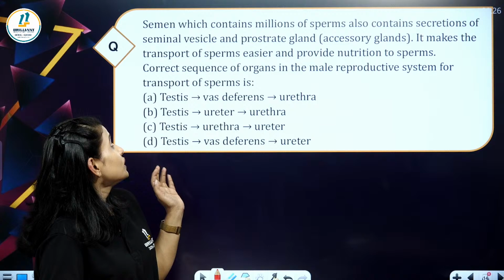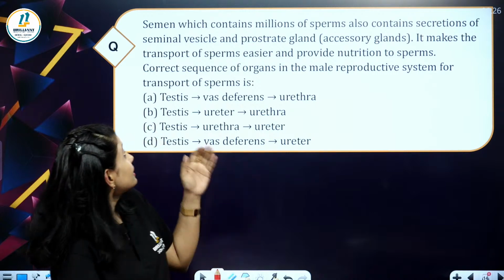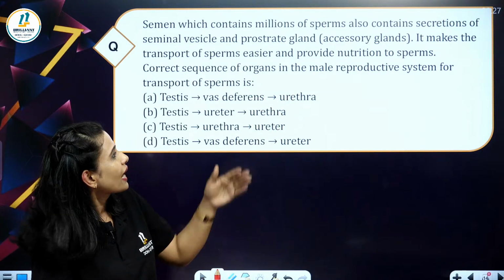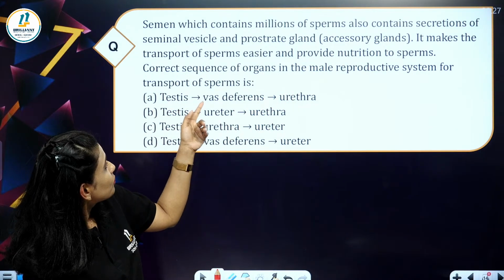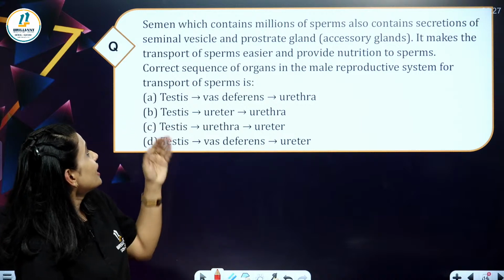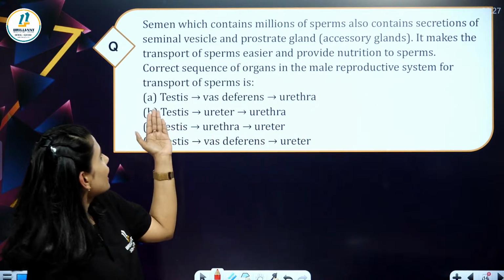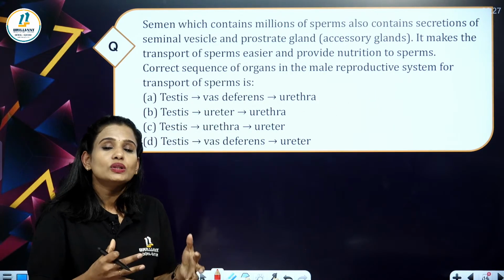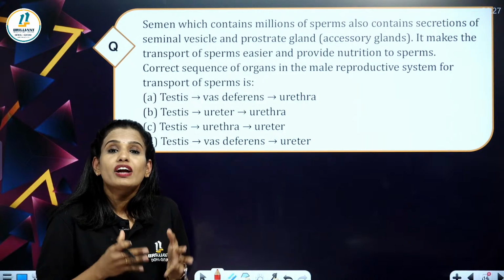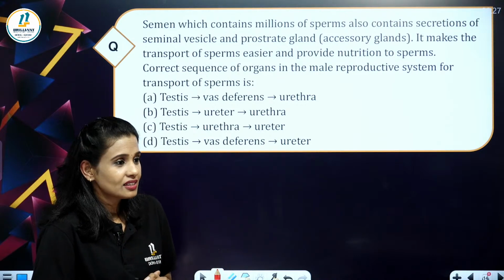Semen, which contains millions of sperms, also contains secretions of seminal vesicle and prostate gland or accessory glands. It makes the transport of sperms easier and provides nutrition to sperms. The correct sequence of organs in the male reproductive system for transport of sperm is. How does the transport of sperm happen? Which is the pathway of transport of sperms?